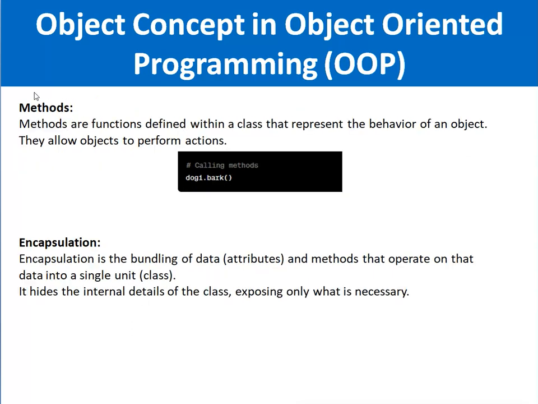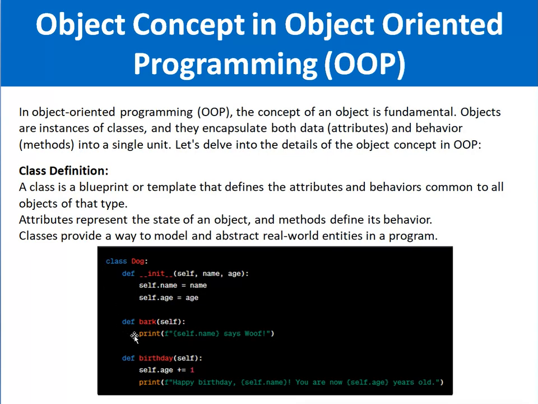Then methods. Methods are functions defined within a class that represent the behavior of an object. They allow an object to perform actions. For example, dog1.bark. So dog1 can bark. This is a behavior, or you can say this is a method of an object. Once you call dog1.bark, from here it will print self.name says woof.